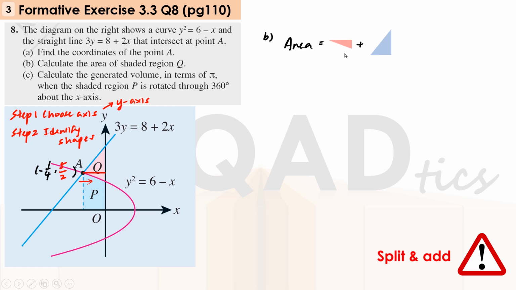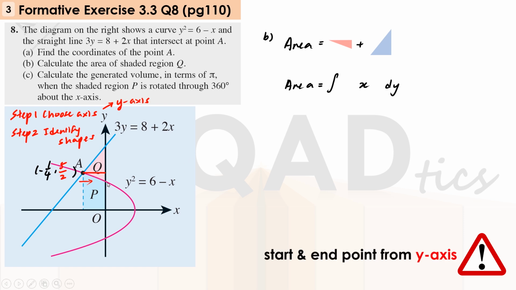For the area under the curve, we need to use the integration formula. For the triangle, we just use the area of a triangle, which is 1/2 times base times height. Let's use the integration formula first. Since we are using the y-axis, outside should be y, inside should be x. Then we need to integrate based on the values here. We need to find the starting point and ending point. The starting point should be this point, which is the y-intercept of this curve, which we have not found yet. So we need to find the y-intercept first.